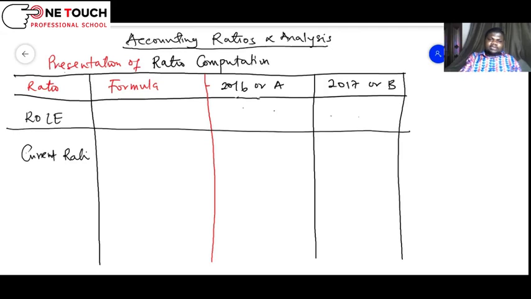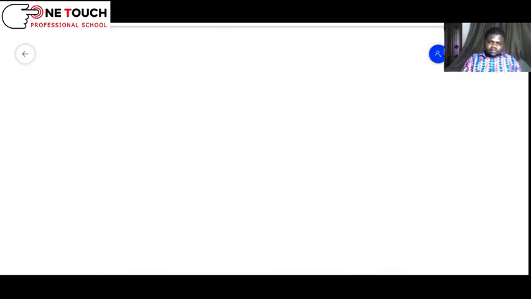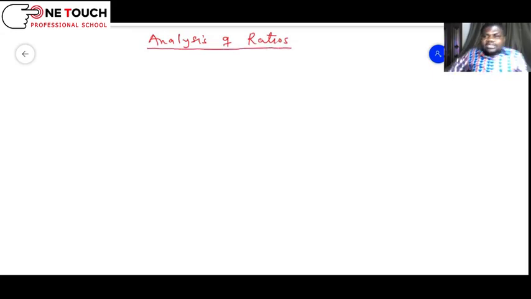Let's look at how to analyze. Analysis of ratios. So under analysis, in your exam, you'll be asked to write a report. It could be a memo or a report assessing the performance of the entity as against that of the competitor, or assessing the performance of the entity as against that of the previous year. So how do you write such a report? That is the analysis we are talking about.